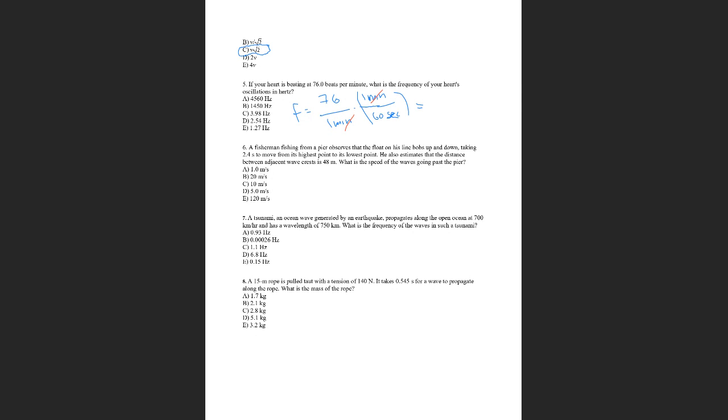And I'm left with 76 divided by 60 hertz, which put into a calculator, I got 1.267 hertz, which when you round is E. Okay, any question about that? The only tricky thing here is this unit conversion.